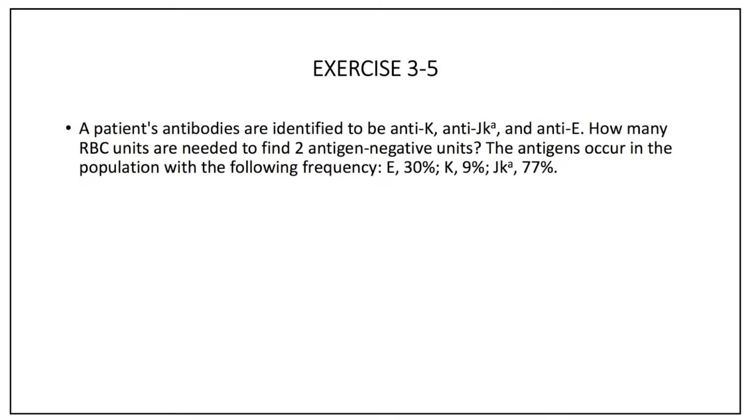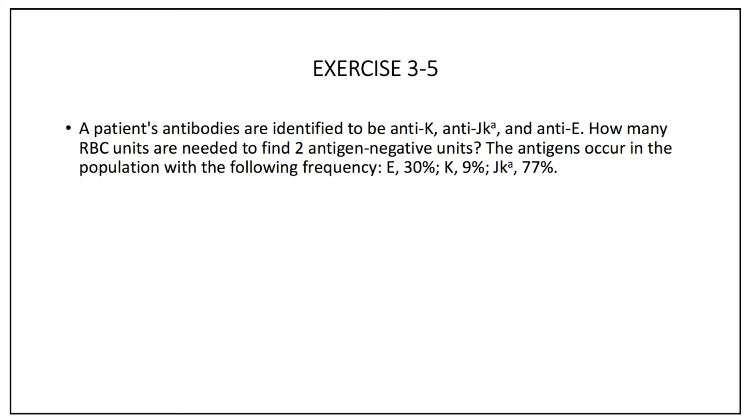And you need to know how many red blood cell units are needed to find 2 antigen negative units. Because these people have antibodies, you need to make sure that the blood units they're going to get do not have any of the antigens in it. Otherwise, you'd have a reaction. The antigens occur in the population with the following frequency: E 30%, K 9%, and JKA 77%. So that means the frequency of E in the population is 30%.